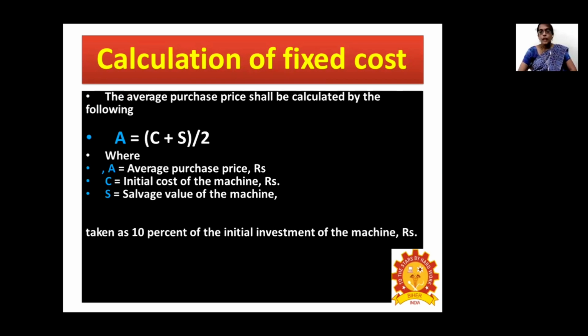So average purchase price is calculated using A, which is equal to (C plus S) divided by 2. Normally it is in terms of rupees only. So initial cost plus salvage value, and if you take the average of these two values, you can calculate the average purchase price of this machine. Normally the salvage value is taken as 10% of the total investment of the machine, in terms of rupees only.